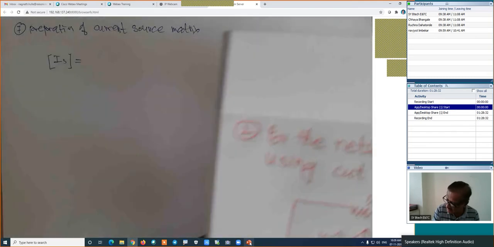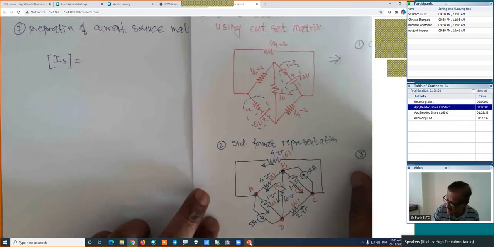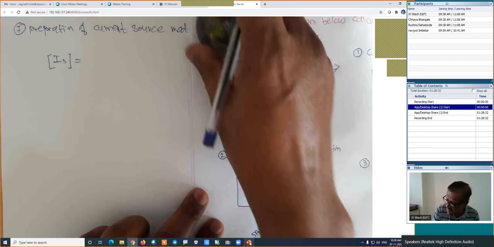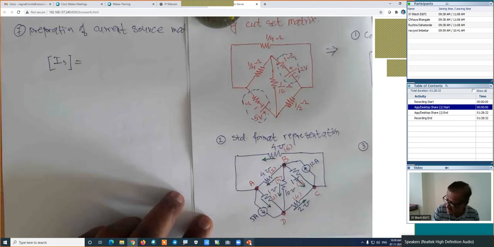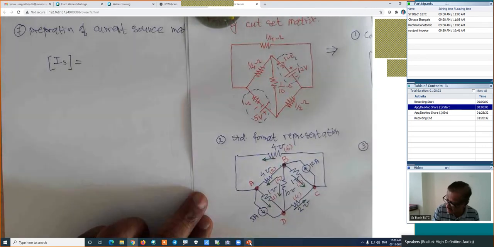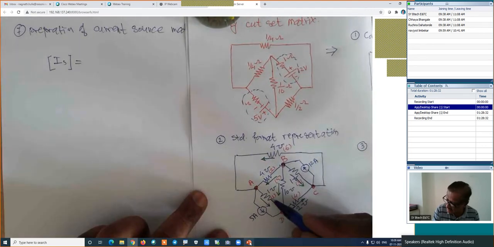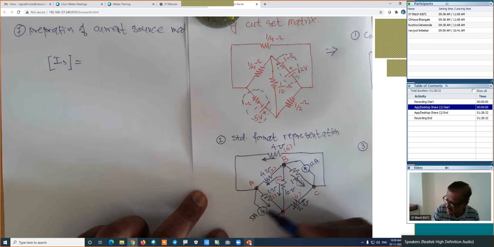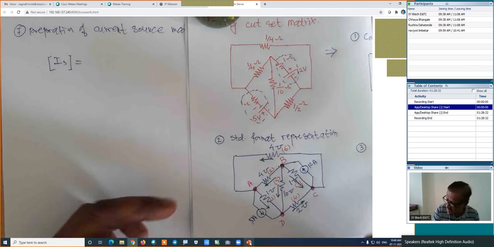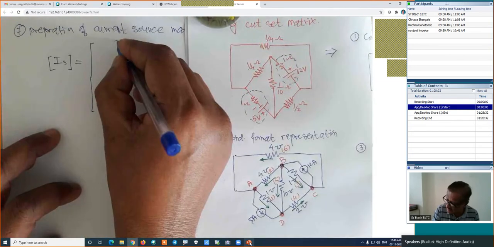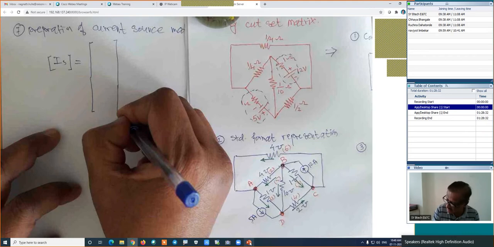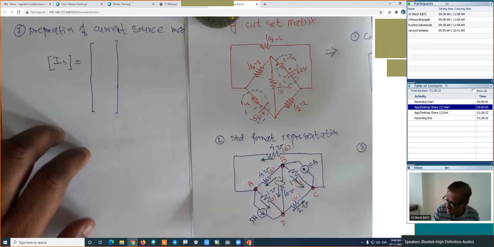Look at here. This is the figure. How are the entries for this current source matrix? I will show the rules. If this branch number 1 and this current directions are same, then that entry will be taken as a +5 or plus its magnitude. Now here, how many branches we have in this figure? We have the 6 branches. That's why 6 elements must be there in this current source matrix.